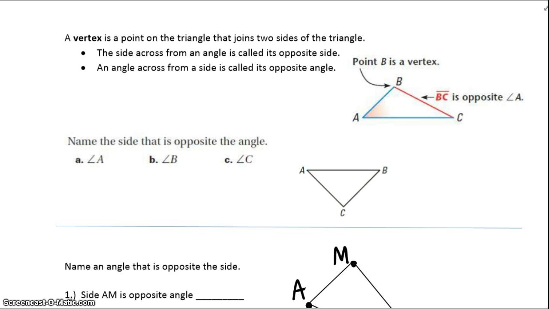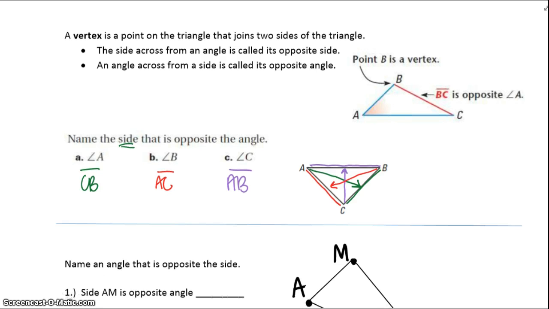Okay, so let's look at this first one. Name the side that is opposite from the angle. So from angle A, shoot straight across, and what side does it touch? CB. And I'm going to change up the colors here just so you can see the difference. So then we have angle B, shoot straight across from there, and what is it opposite from? AC. And then we have angle C, and we shoot across straight from there, and what is it opposite from? AB. Okay, so that's how you figure out what's opposite from what. And notice that the angle is opposite from a side. Okay, we don't have like angle opposite from an angle, which is kind of weird. Okay, don't do that.